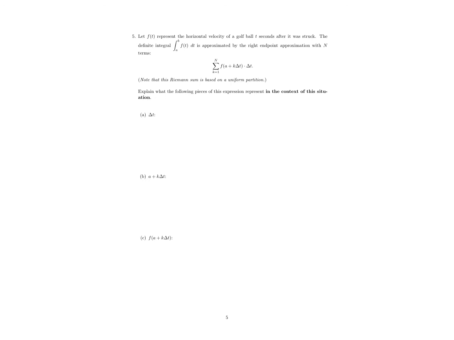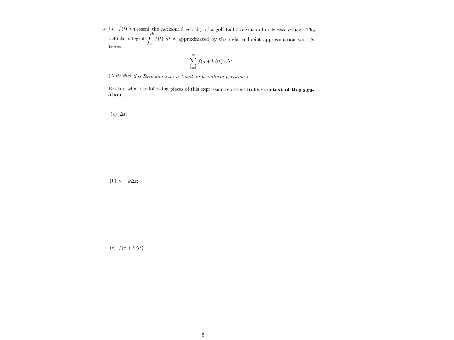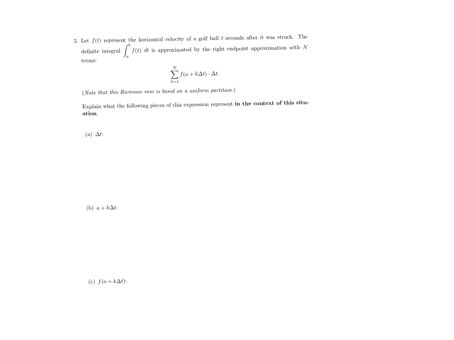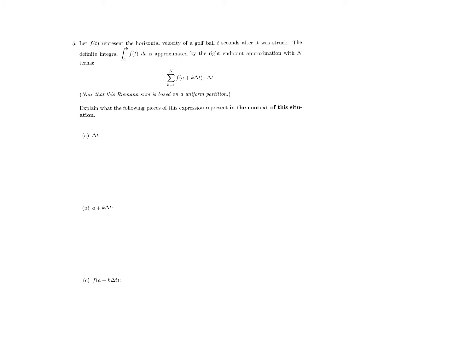So we're told that a function represents, let's zoom in, the horizontal velocity of a golf ball t seconds after it was struck. Then we're looking at a definite integral, right? Approximated by the right endpoint approximation with n terms. We've looked at this.